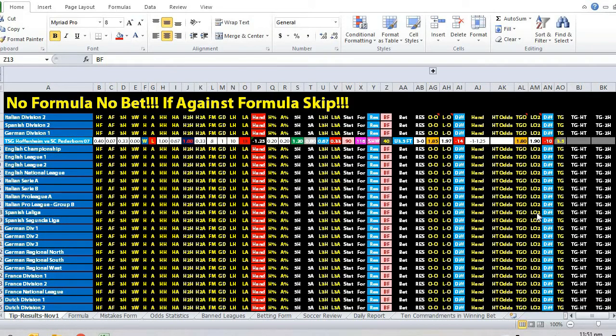So today is the 1st of November 2019, and let me show you this match between TSG Hoffenheim and SC Paderborn. Why we managed to pick up this winner.